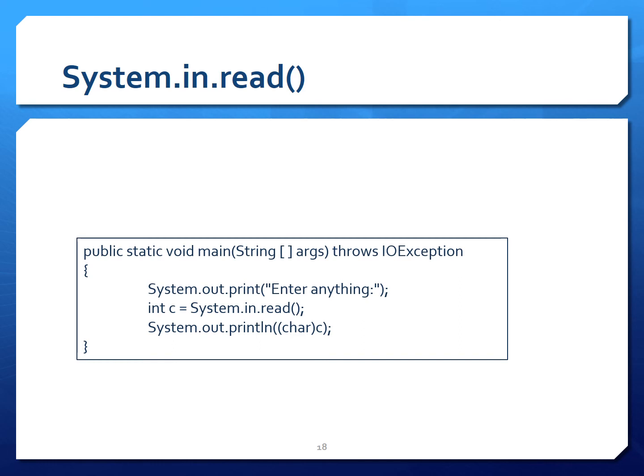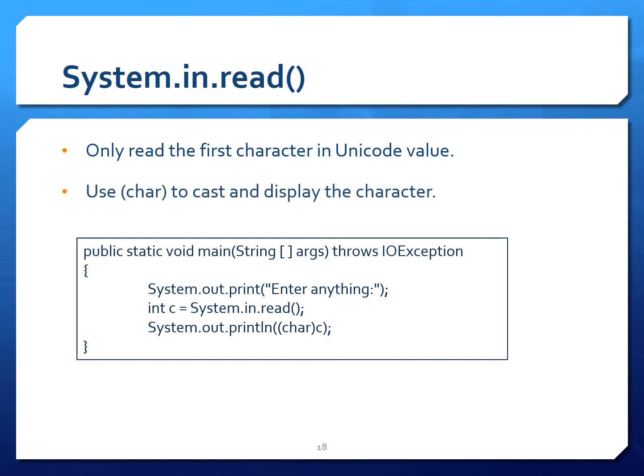Next, let's learn how to read in a single character from the keyboard using the System.in.read method. This method only reads the first character in Unicode value. We need to use open and close bracket char to cast and display the character.